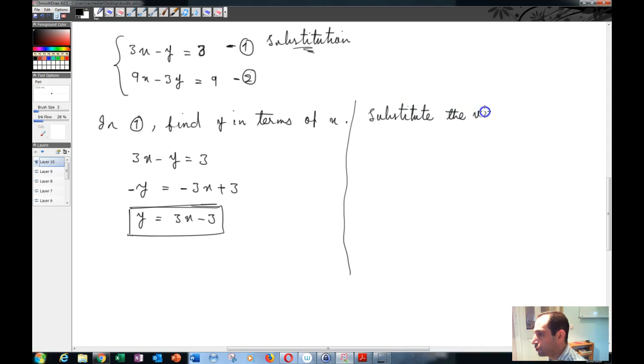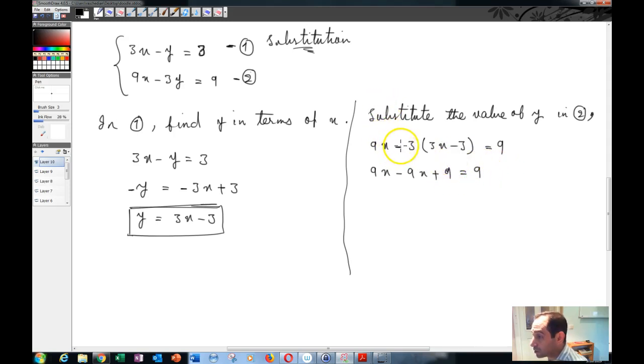the value of y in 2, basically. So you have 9x minus 3 times y, which is equal to 3x minus 3, is equal to 9. So 9x minus 9x plus 9 is equal to 9. And basically 9 and 9 you can cancel out from each side.